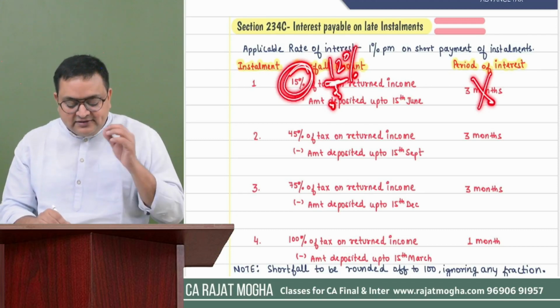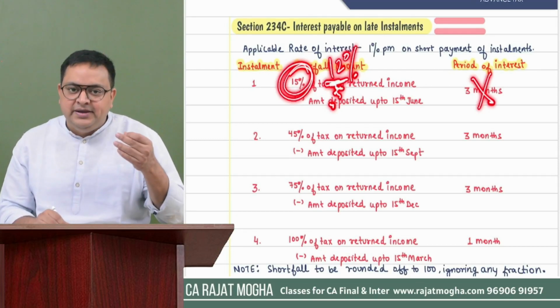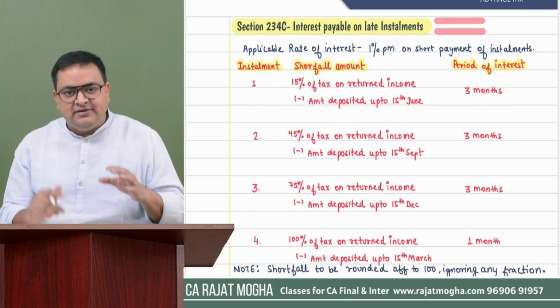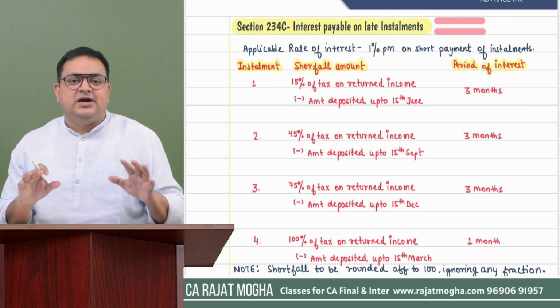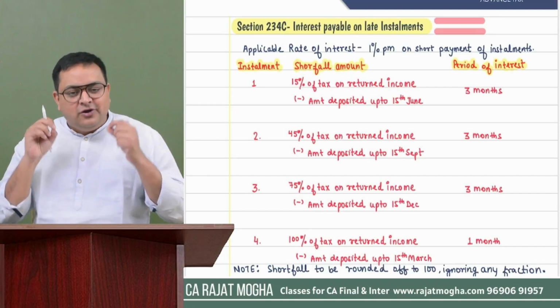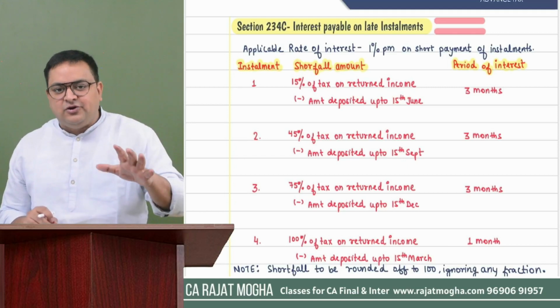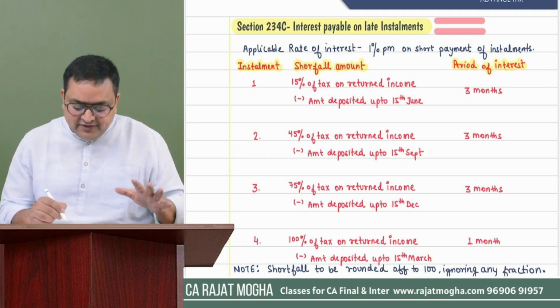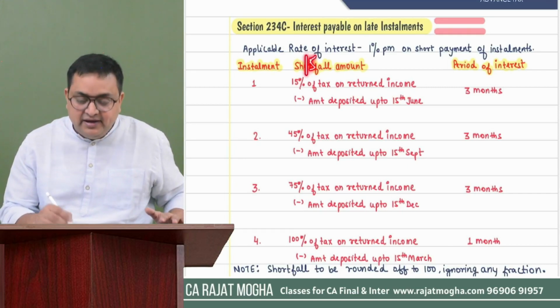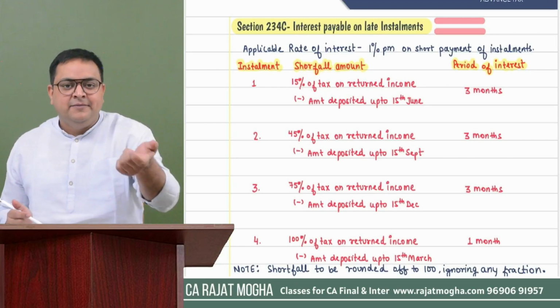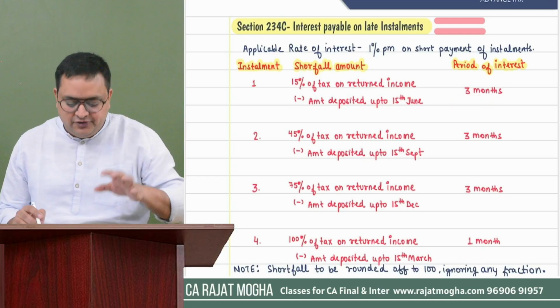So 12% is just to check whether interest will come up in this particular installment or not. Just check 12%. If it is even 12%, then don't charge interest. But if it is less than 12%, then whatever is the short amount, the difference you will calculate against 15%, right? So 12% is just to check whether you will be charging interest or not.